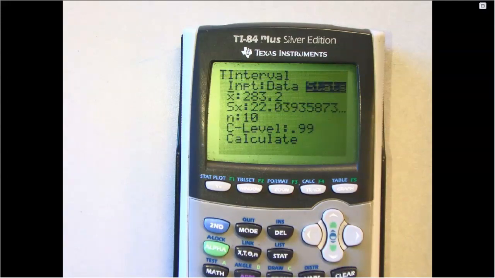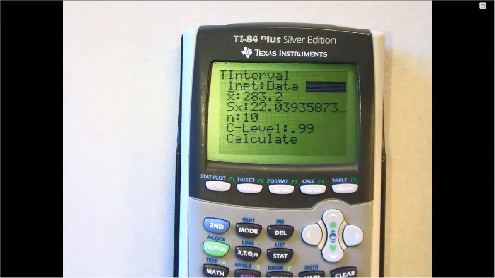You can do this two ways. So did yours pop up with that? Isn't that cool? You never typed that in. It just grabbed it from your one variable stats, and it knows that's what you're about to do. So put them in there. That's one thing I wanted to show you.